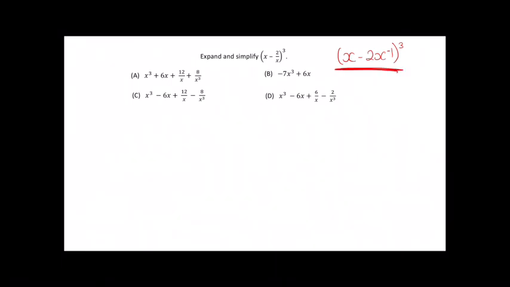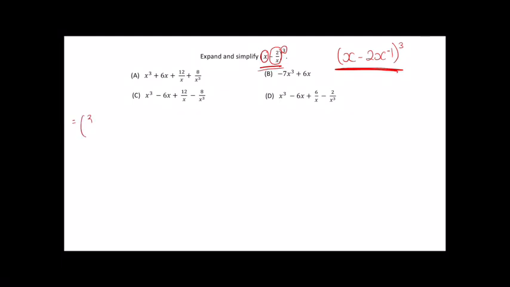Doing it this way is also quite nice for when you move on to your general term, which we'll be looking at next week. It'll prepare you for doing that. For just now, I'm going to stick with this one. So x is going to be my first term and negative 2 over x is my second term. 3 is going to be my checkpoint.